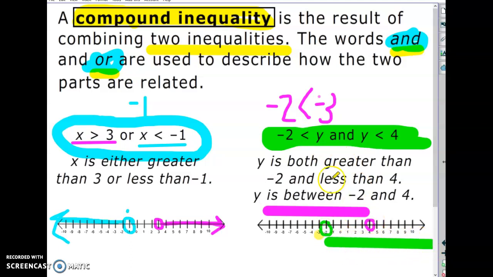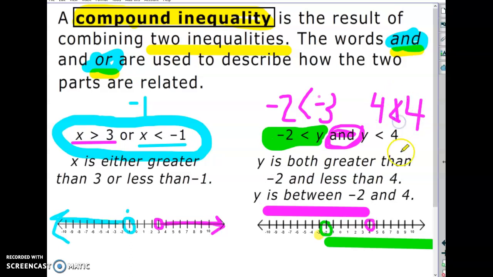So the green part is the first inequality right here. -2 is less than this number. I have an open dot at -2, and all of these numbers would be shaded in. But then we have this word "and" right here. And it says the number is less than 4. So now I'm going to plug in 4 for my y value. 4 is less than 4.